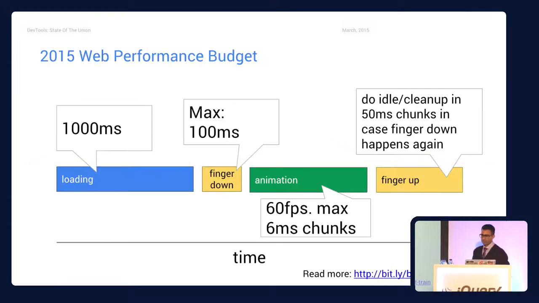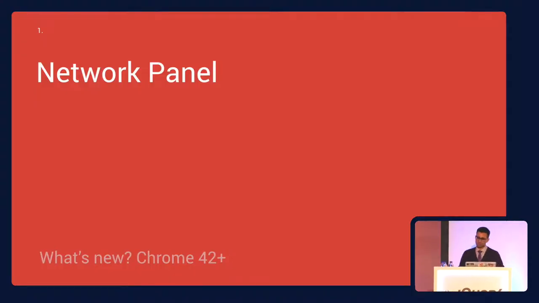Now, if you want to visualize that, this is another way of looking at it. You've got, first of all, loading, you've got your finger down on glass experience, you've got animation chunks, and then the finger up experience once again. Now, these are attainable goals. And in the DevTools, we've been working on trying to make it a little bit easier for you to understand where time is being spent so you can hit some of these performance budgets. So let's talk about some of the new stuff that we've been doing inside the network panel, first of all.